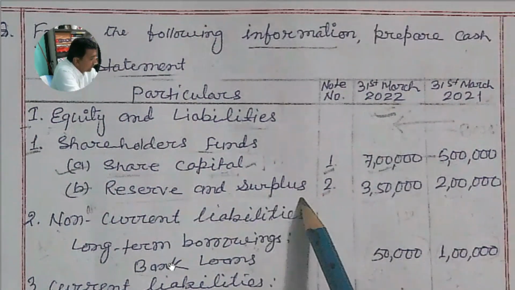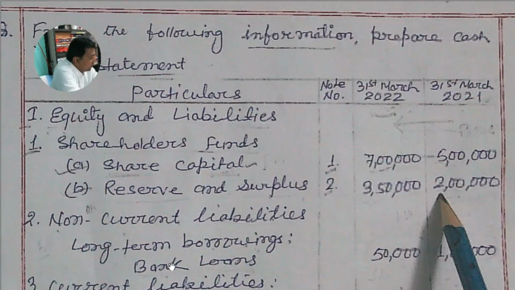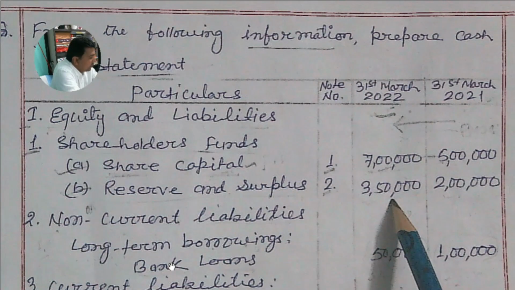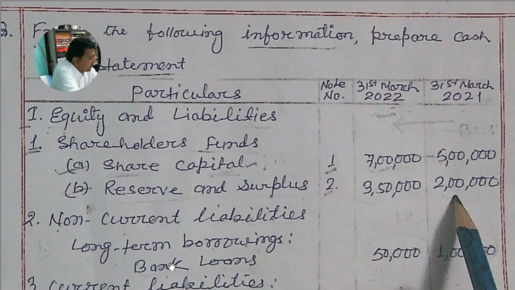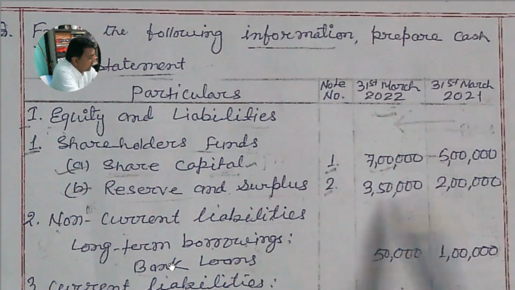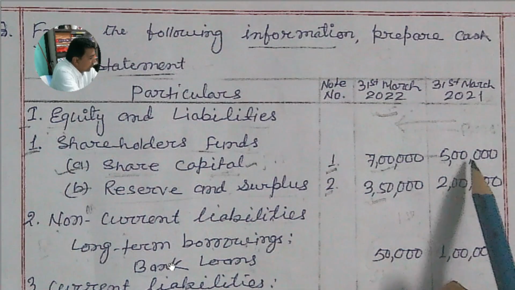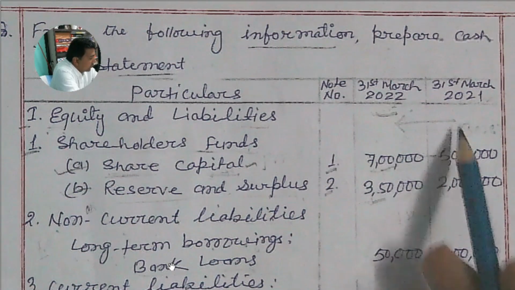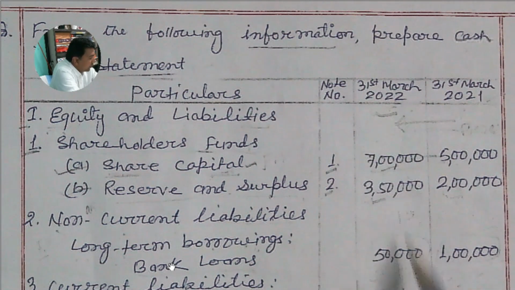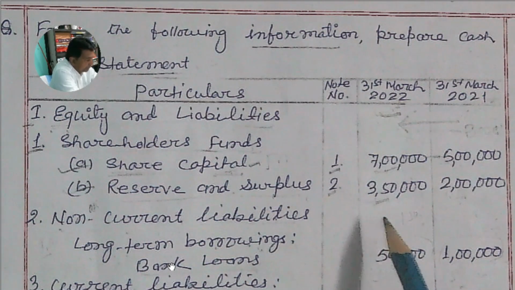Similarly, reserve and surplus in the year 21 was rupees 2 lakh, and in the year 22 it was rupees 3 lakh 50,000. It implies that the profit made by the business increased by 1 lakh 50,000. So 2 lakh plus 1 lakh 50,000 is the 3 lakh 50,000. We can also call these opening balance and closing balance. So 2021 all balances are opening balances, and 2022 all balances are closing balances, whether these are assets or liabilities.